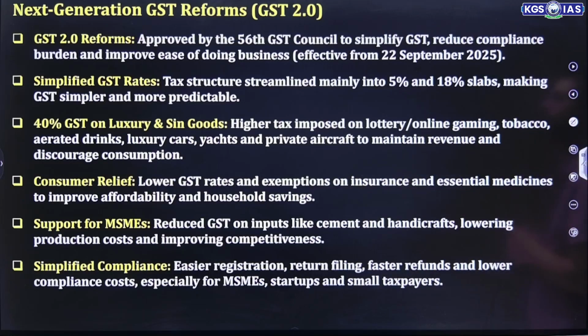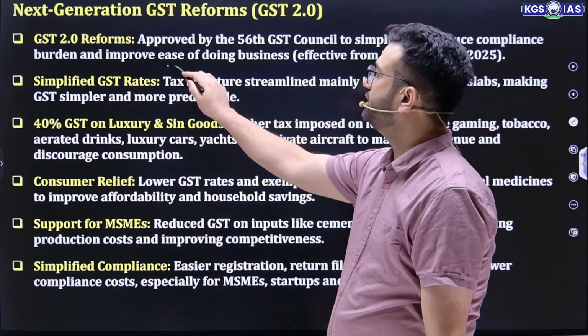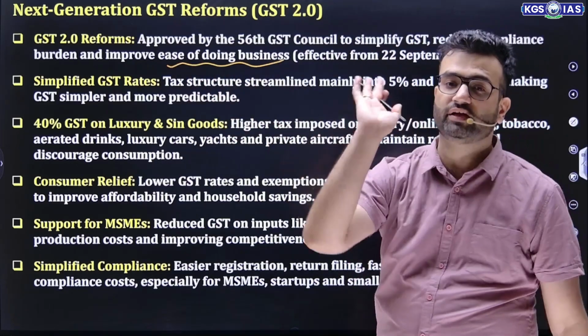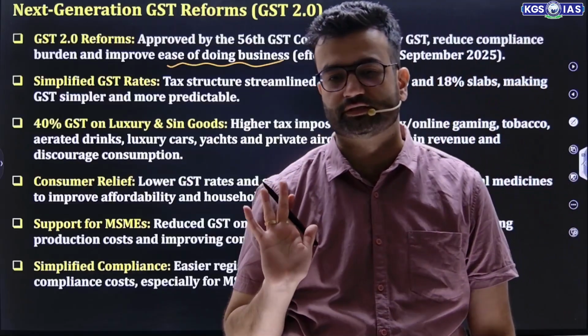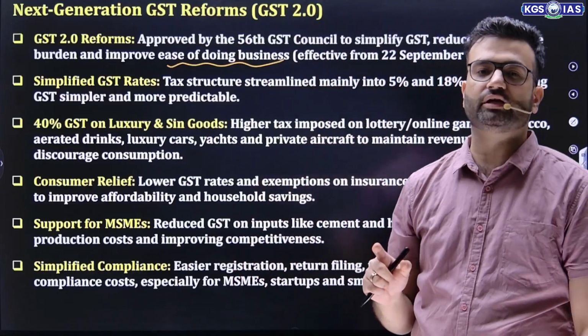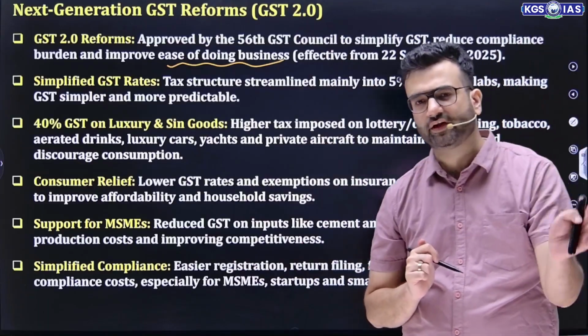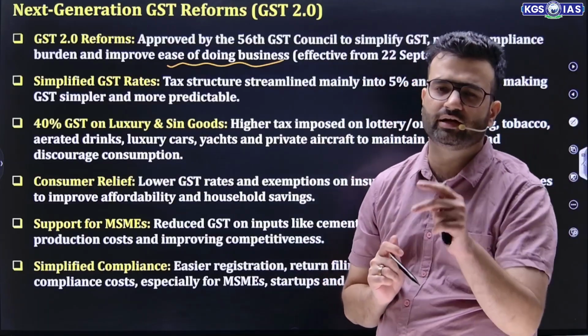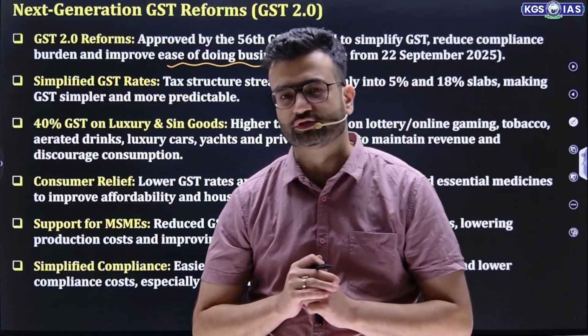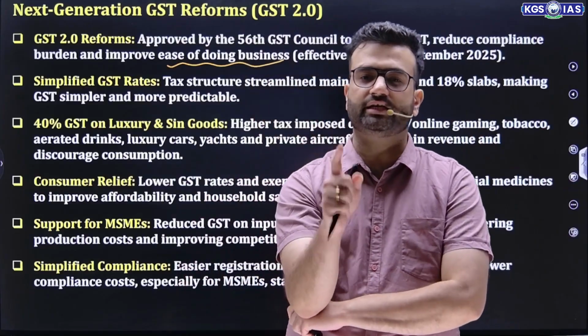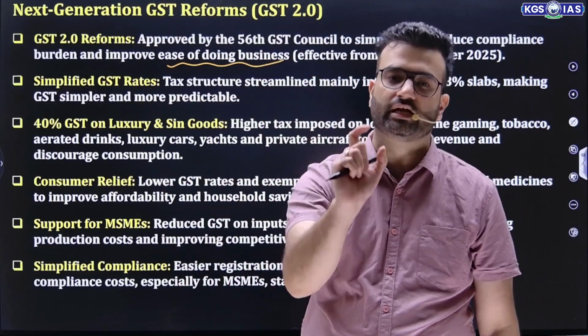GST 2.0, the objective is very clear. We need to reduce compliance burden and we need to enhance ease of doing business. This is the very clear thought process of policymakers. The second important point is simplifying GST rates. Earlier we had rates like 5%, 12%, 18%, 28%, which created lots of confusion. Now we have two standard rates, one is 5% and another is 18%.